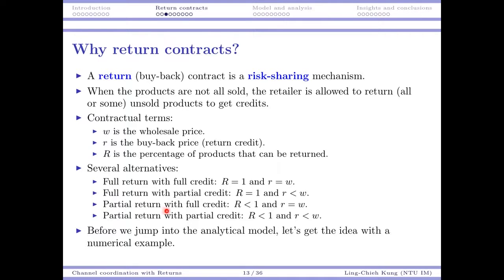Similarly, we may have partial return. That means you are not allowed to return everything, but for each unit, I pay you the original price, or partial return with partial credits. In general, the contracting stage becomes more complicated because originally there's just one variable, but now we have three variables. Analytically we will show you how efficient a return contract is for general demand functions. But before that, let's get a more concrete idea with some numerical examples.